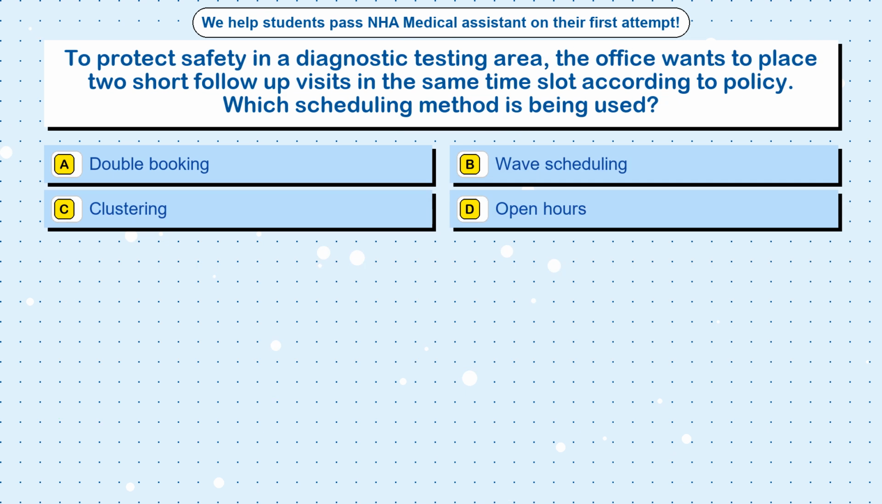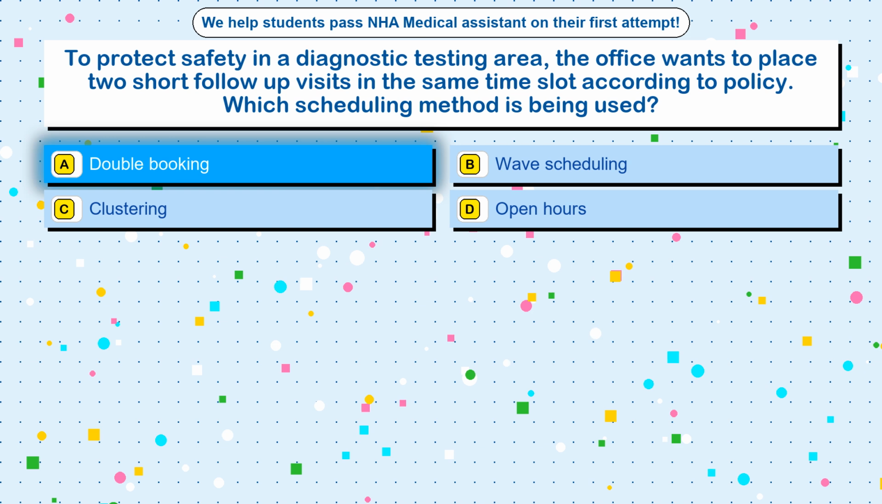Question 15. To protect safety in a diagnostic testing area, the office wants to place 2 short follow-up visits in the same time slot according to policy. Which scheduling method is being used? Option A, double booking. Option B, wave scheduling. Option C, clustering. Option D, open hours. The correct answer is option A, double booking.